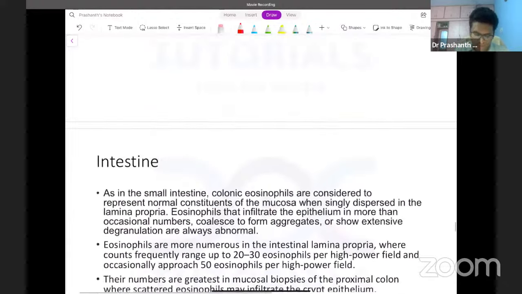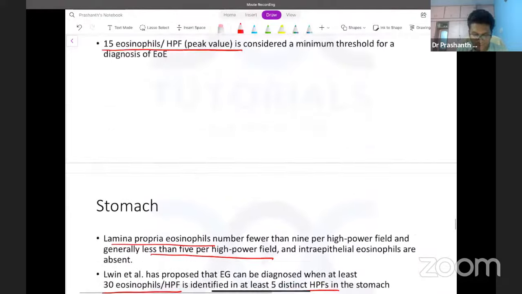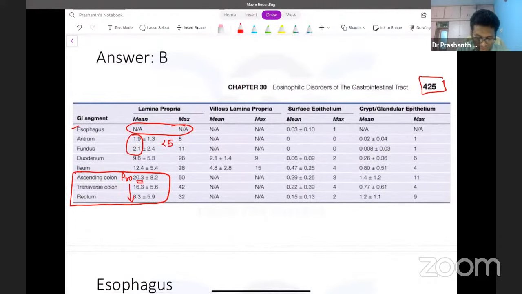Remember these numbers. Text you can again read later. When it comes to intestines, as in small intestine, colonic eosinophil is considered a normal constituent of the mucosa. But if the eosinophils are more than occasional numbers, they coalesce or they degranulate, then it becomes abnormal. Normally, the numbers can go even up to 50 eosinophils per high power field, which could be normal in a colon. But what is known is the greatest in the proximal colon. Again, we can see that in this particular table, it is greatest in the proximal colon and maximum even up to 50 was found.